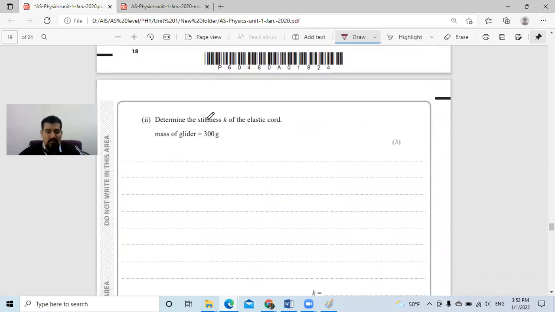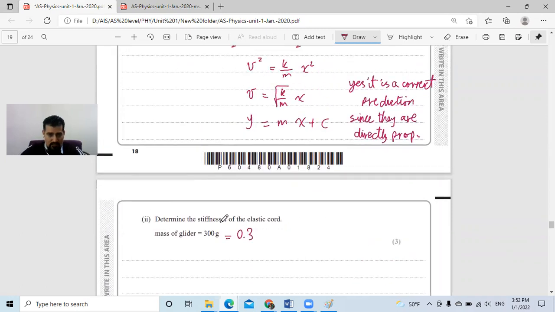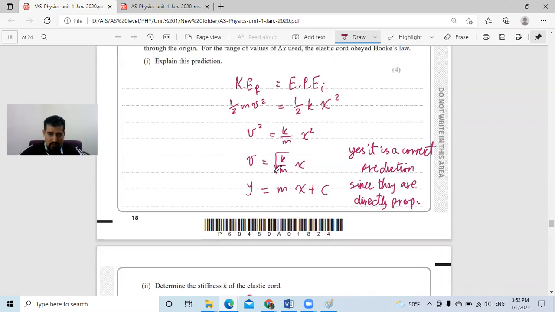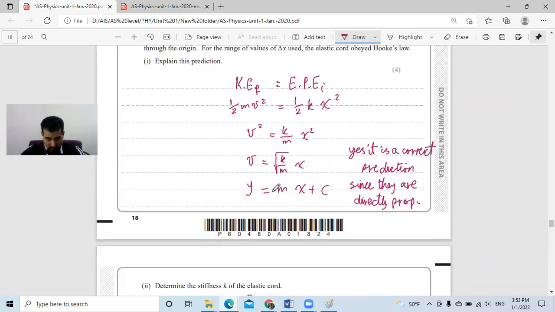Part (ii). Determine the stiffness k of the elastic cord. The mass of the glider is 300 grams, which means 0.3 kilograms. Why do they give us this, and why do they want to find k? Look, the k divided by m here is the gradient.